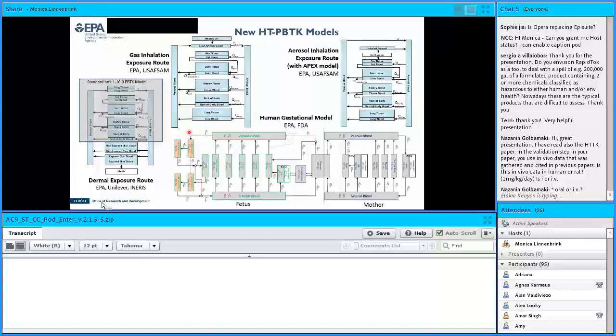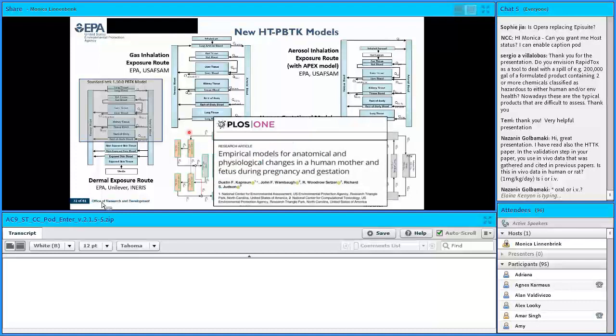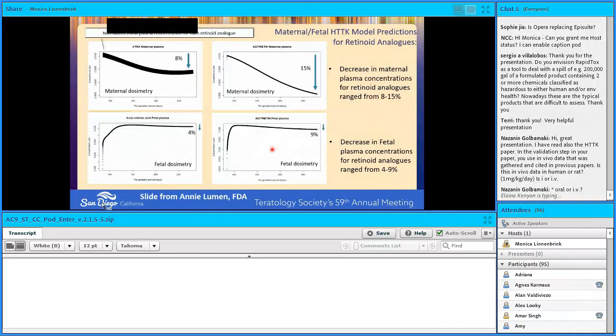That would be a generic model for both the fetus and the mother, and the fetus would grow over time. It's human gestational because the rates are very specific. Actually, Dustin Capron at the National Center for Environmental Assessment at EPA just published a paper on a set of empirical models for the growth of all of those different compartments, which should allow us to parameterize the PBTK model for maternal and fetal exposure.